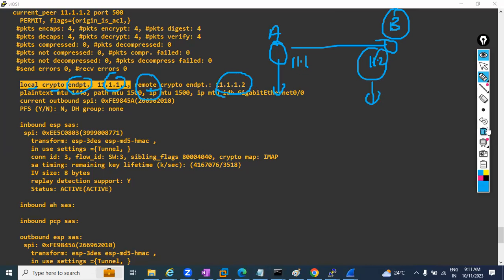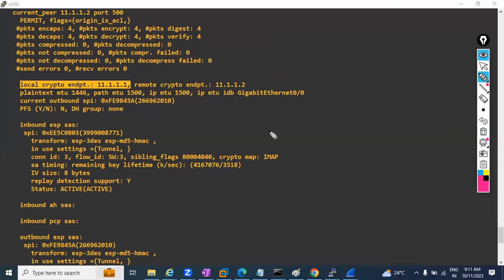So what would be the remote crypto endpoint? 11.2. I hope you know the plain text MTU is now 1446. Path MTU would be 1500. IP MTU again 1500 on the gigabit interface. This is the current outbound SPI. Have you enabled PFS? PFS we will discuss in the upcoming classes. What exactly PFS is, is again one more important topic. But right now you can see, guys, what is the PFS here right now? Disabled. What is the meaning of PFS disabled? PFS in short, I'll just explain.